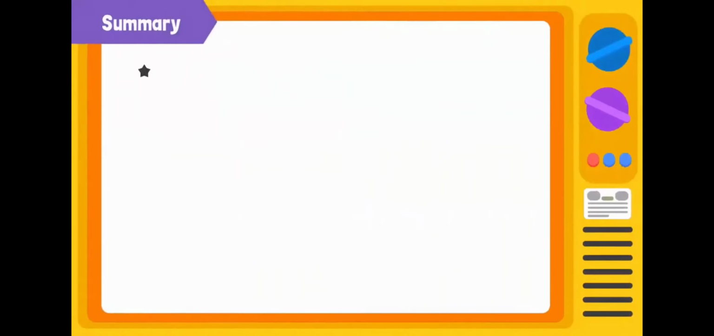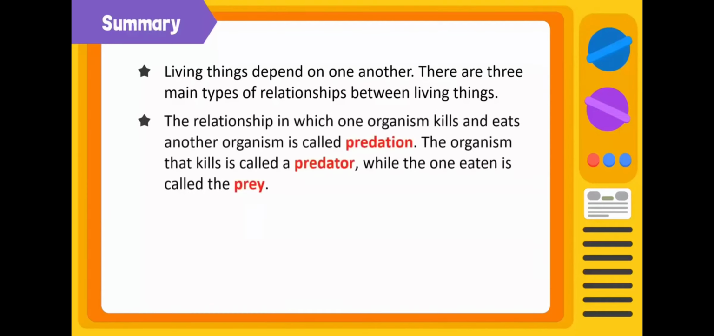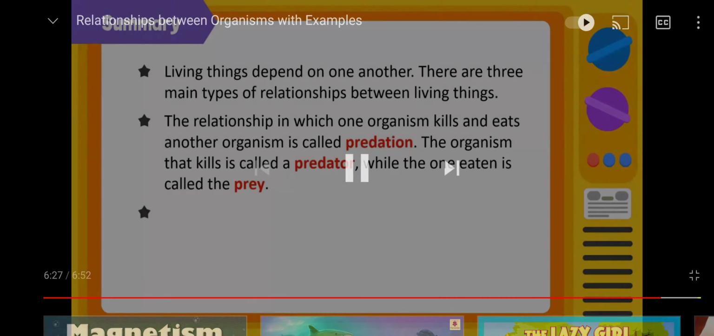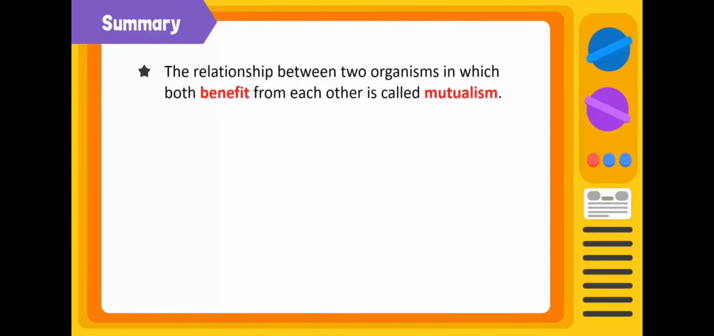Time to summarize. Living things depend on one another. There are three main types of relationships between living things. The relationship in which one organism kills and eats another organism is called predation. The organism that kills is called a predator, while the one eaten is called a prey. The relationship in which one organism harms and feeds on another organism is called parasitism. Parasites are organisms that feed on other organisms, known as hosts. A relationship between two organisms in which both benefit from each other is called mutualism.